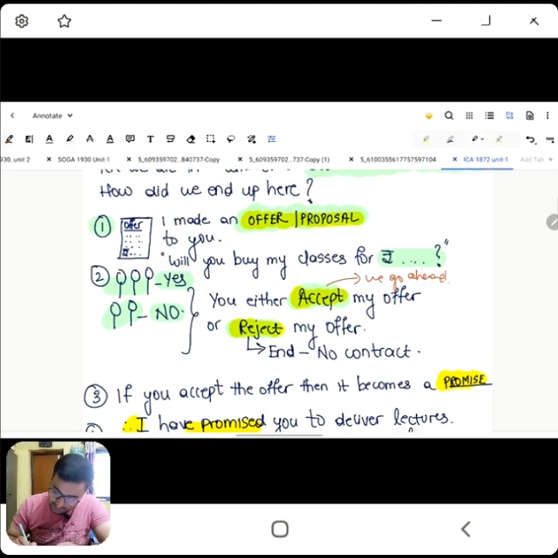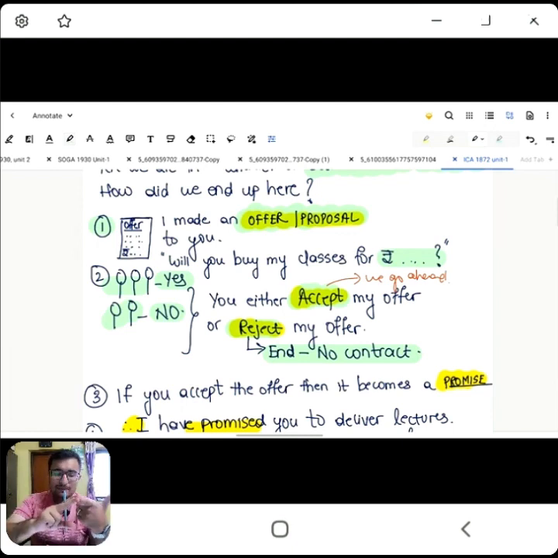If you reject it, that is the end of it. There is no contract going to come into picture. Okay. So what did I do? I made an offer to you. What did you do? You either accept the offer or you reject the offer. So step number 1 was making of an offer. Step number 2 was acceptance being taken by you.